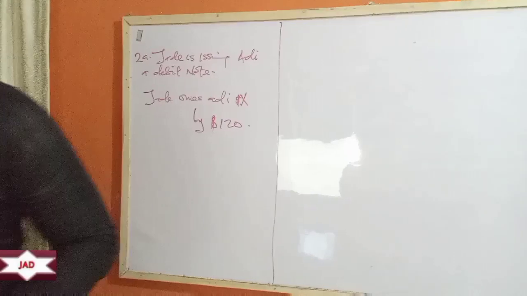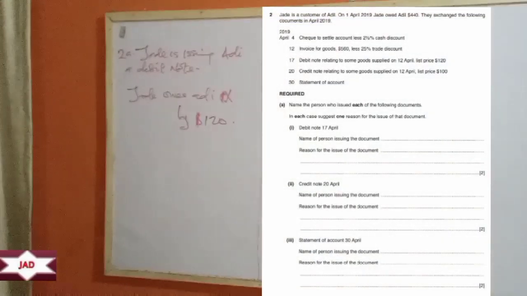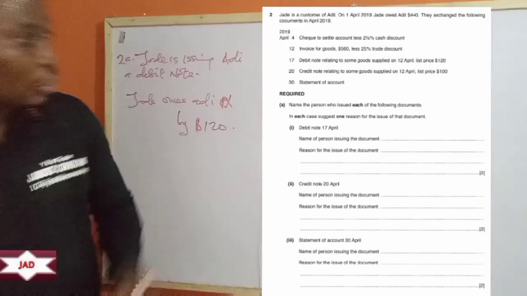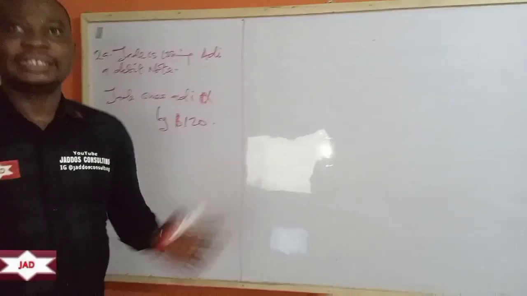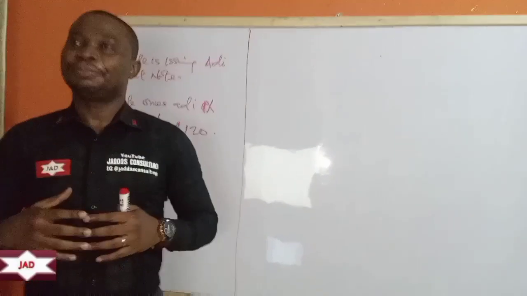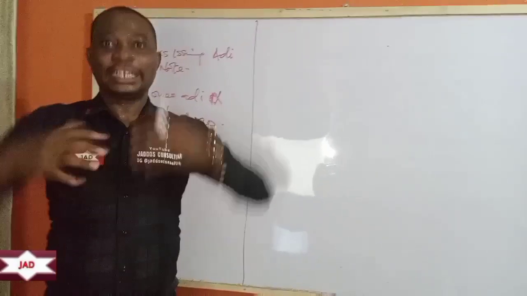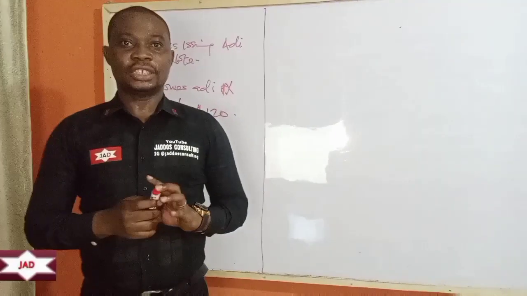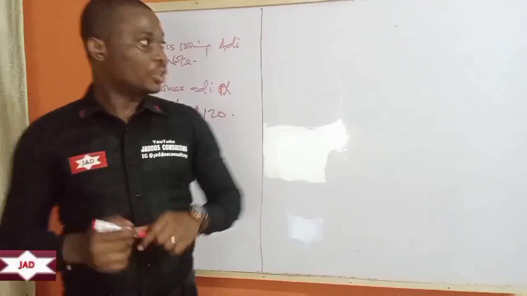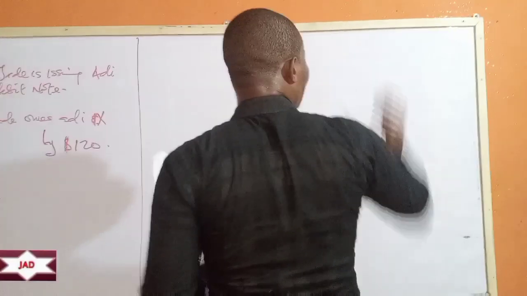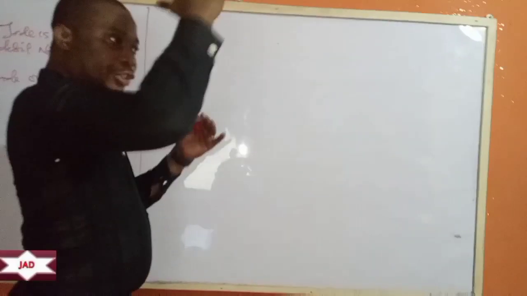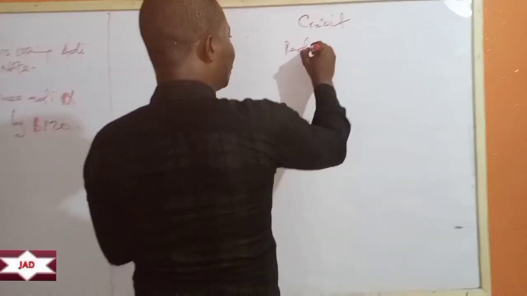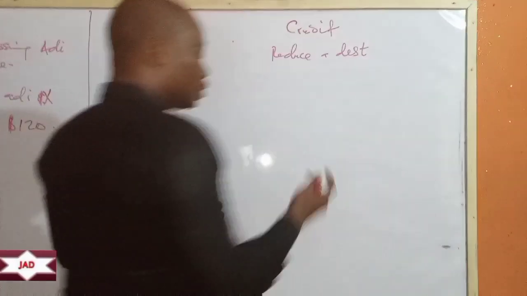So the next one, they said credit notes. Credit notes name the person issuing the document. So what is a credit note? A credit note in this instance tells you that there is an overcharge. When there's an overcharge, there's a need to bring the amount the person is owing down. So we're saying that you want to reduce a debt. That's a credit note. Possible scenarios: you want to reduce a debt, someone is owing you.